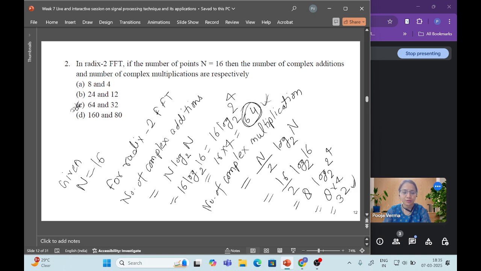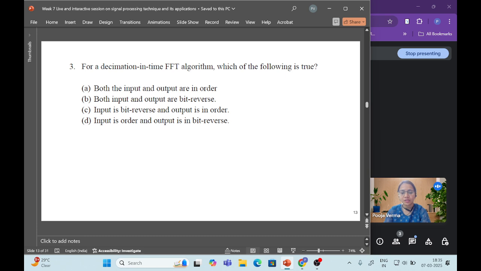Okay, so moving to the next question. Now, next question is, for a decimation in time FFT algorithm, which of the following is true? Option A, both the input and output are in order. Option B, both input and output are bit reverse. Option C, input is bit reverse and output is in order. Option D is input is in order and output is in bit reverse. So which one is the correct option?